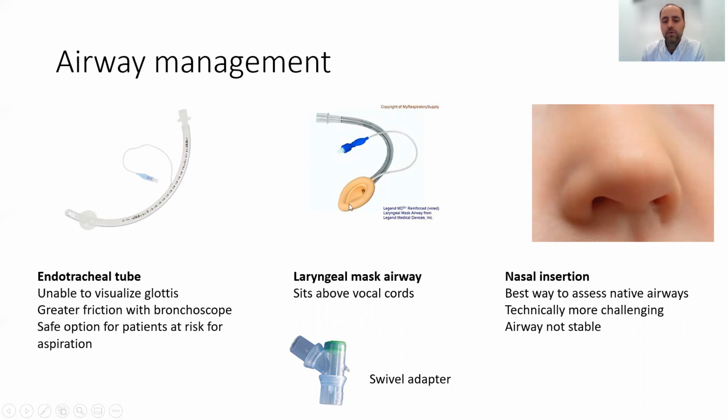A laryngeal mask airway sits right above the vocal cord, so it allows you to assess the vocal cords and other glottic structures. You can insert your bronchoscope directly into the nose without an airway. Now, this is a great way to assess the native airways and the pharyngeal structures, but it's technically more challenging and the airway is not stable. Here is a swivel adapter, which needs to be connected to an endotracheal tube or laryngeal mask airway. For people who have tracheostomies, that is clearly the airway that you would use.